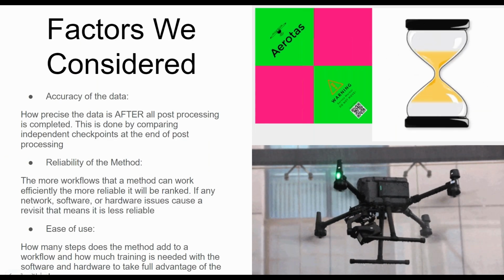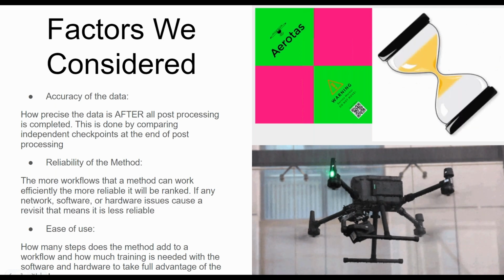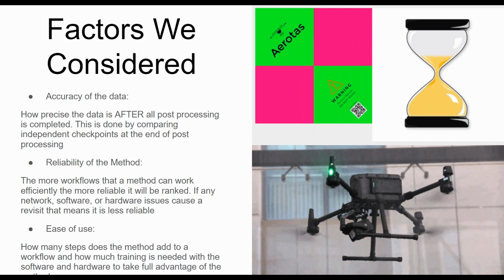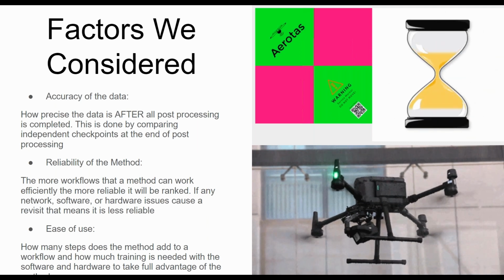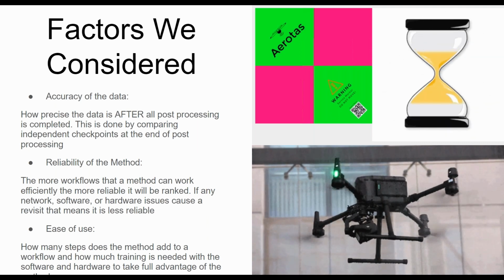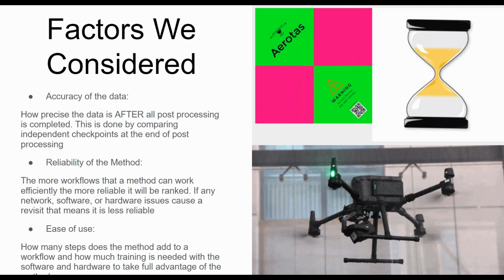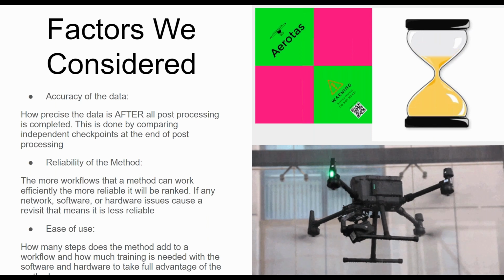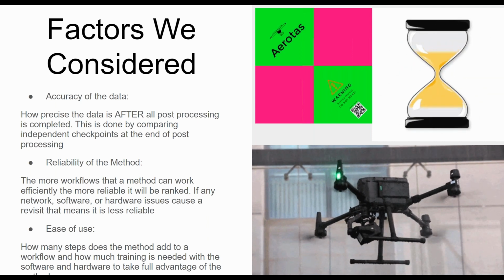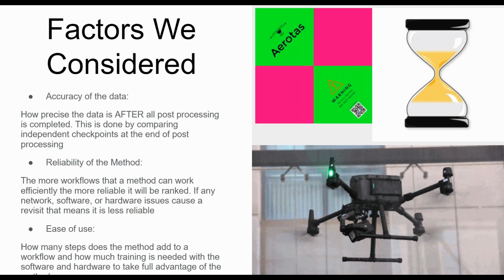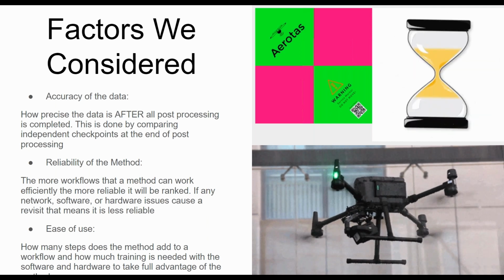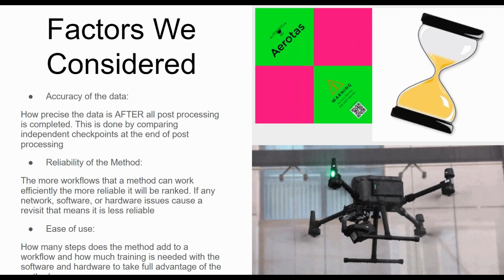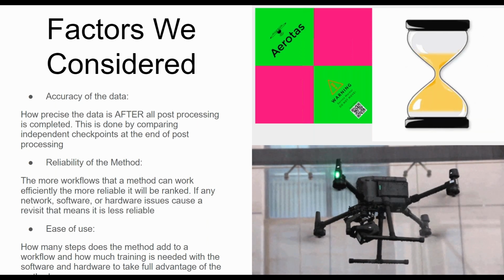Now, some of the factors that we considered when comparing and contrasting different methods are the accuracy of the data, the reliability of the method, and the ease of use of each method. Accuracy is the precision of the data after post-processing. This has nothing to do with how long the processing portion of your workflow may take. With some of these positions, inputting and selecting data points in post may give you incredibly accurate results, but at the cost of several hours, if not days, of processing time.